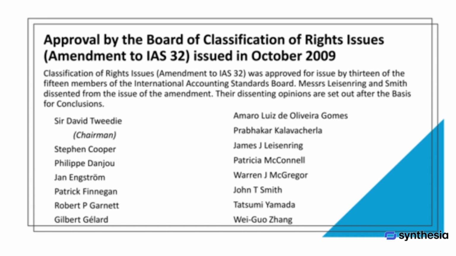In October 2009, the International Accounting Standards Board issued the amendment to IAS 32 concerning the classification of rights issues. This amendment was approved by 13 of the 15 board members. Messrs. James J. Leisenring and John T. Smith dissented, and their opinions are included after the basis for conclusions.